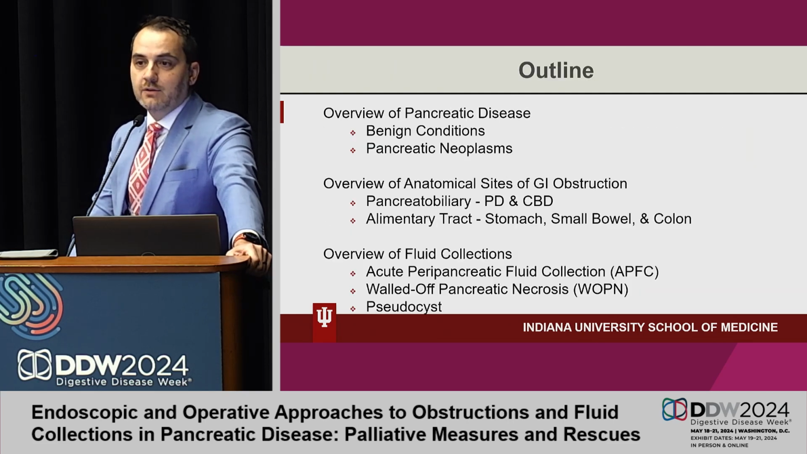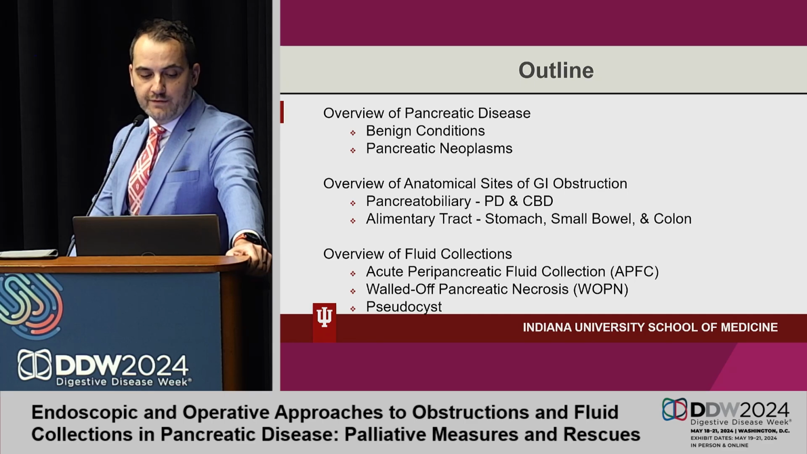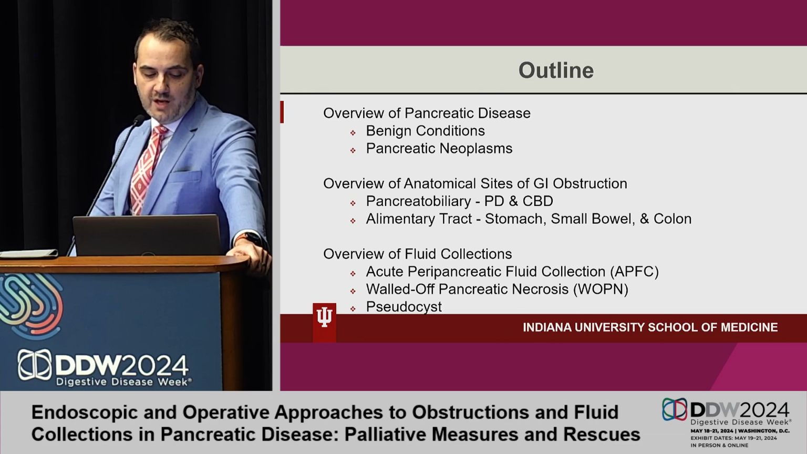Now, to give a brief outline, in my presentation we'll review benign conditions of the pancreas and pancreatic neoplasms, and then I break it up into 2 components. I'll overview the anatomical sites of GI obstruction, which is really the main focus of this session, broken down by pancreatobiliary obstructions of the pancreatic duct or common bile duct, as well as the alimentary tract, the stomach, small bowel, and colon. And then we'll end with a brief overview of fluid collections: acute peripancreatic fluid collections, walled-off pancreatic necrosis, and pseudocysts.